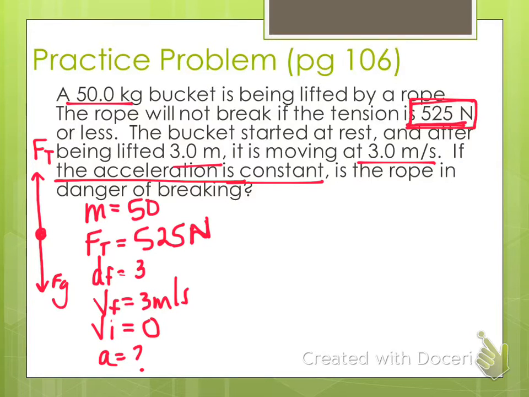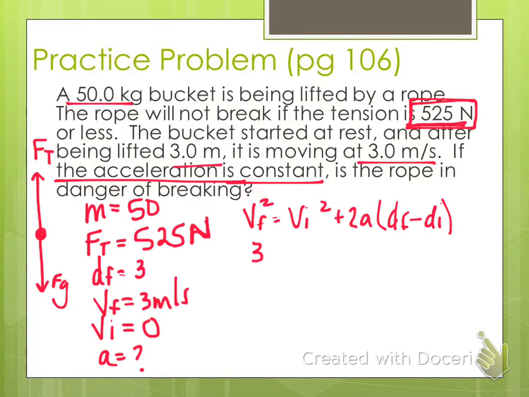We don't have time here. So you need to have your kinematics equation out. Get those out so we can see them. We need to use the equation that looks like this: VF squared equals VI squared plus 2A times (DF minus DI). Because we don't have time. We don't know how long it takes it to make this transition.